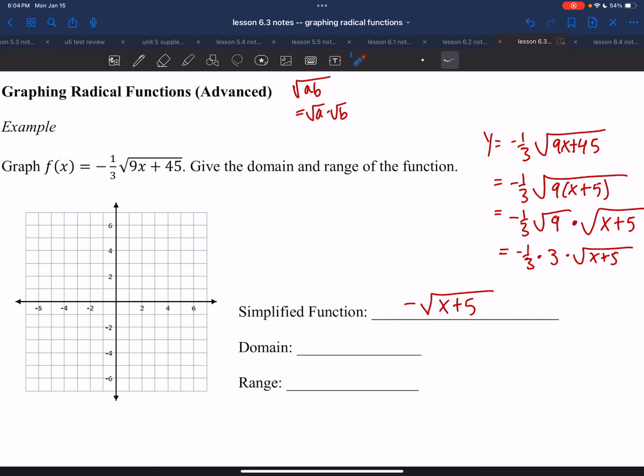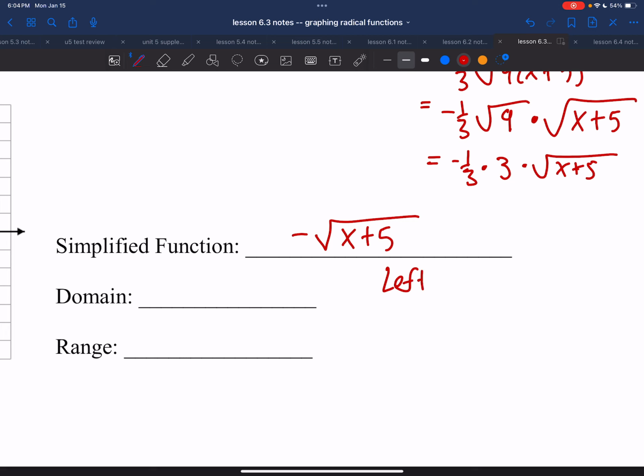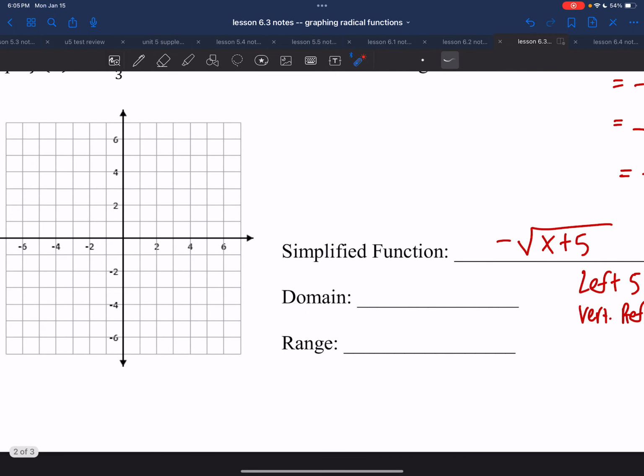This is just left 5 and vertical reflection. That's all that is. No big deal, right? The other one, it's like, what? It's vertically reflected, sure, but then it's vertically compressed and yet horizontally compressed. And then, just too much. Okay, let's graph this guy.